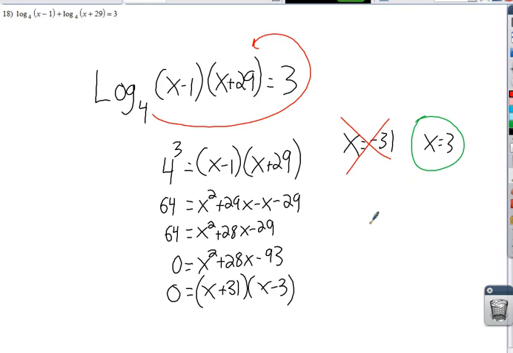Because remember, the second it makes any inside of a log negative, that's no good. You have now reviewed solving logs. Go henceforth and do.